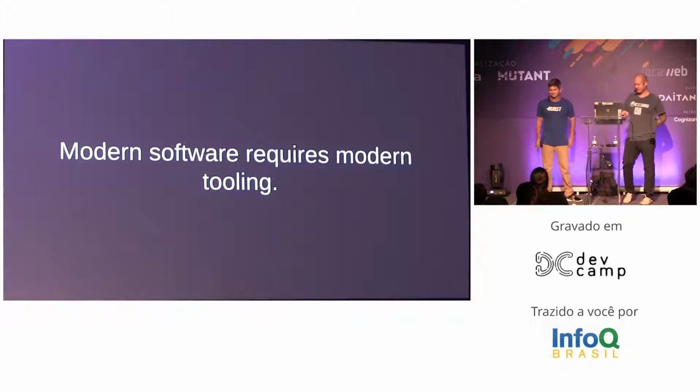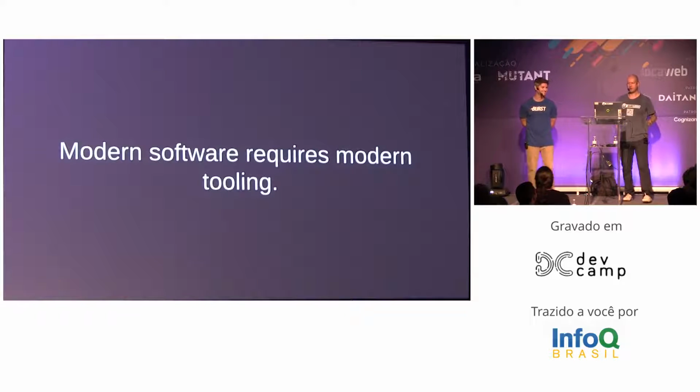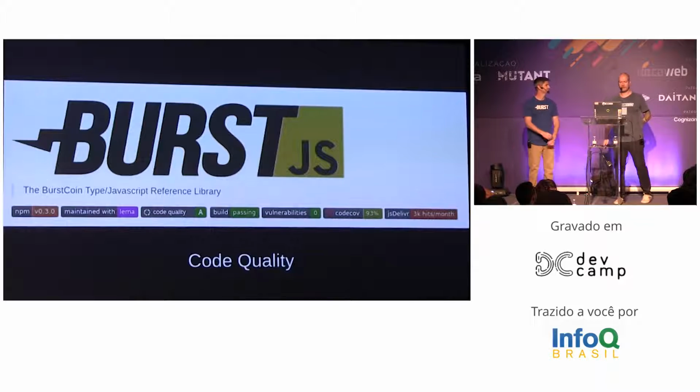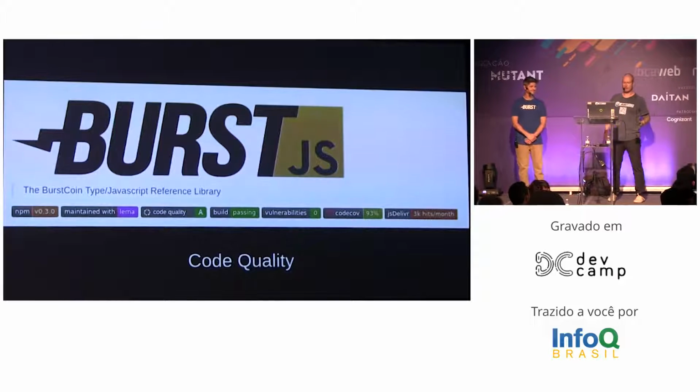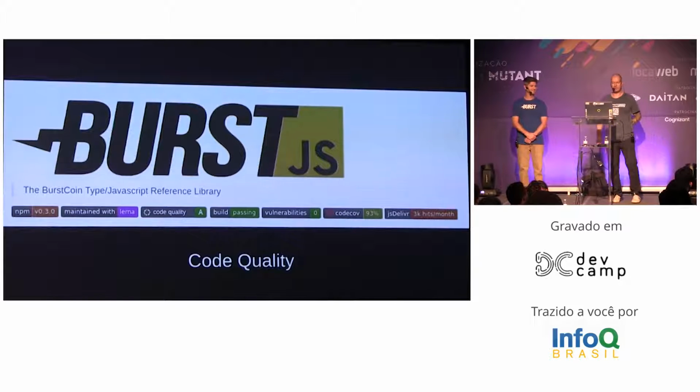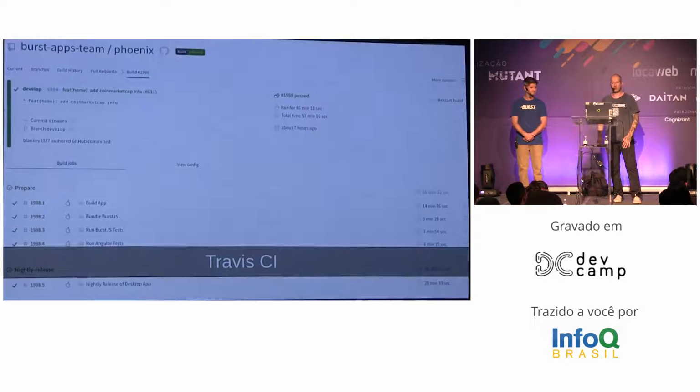So modern software needs modern tooling. We're professionals, and we use certain tools. And if you look at that, we have some badges. We like badges at GitHub. So we have code quality badges, we have other badges that show us some other metrics, all of that. And this is what we have done.